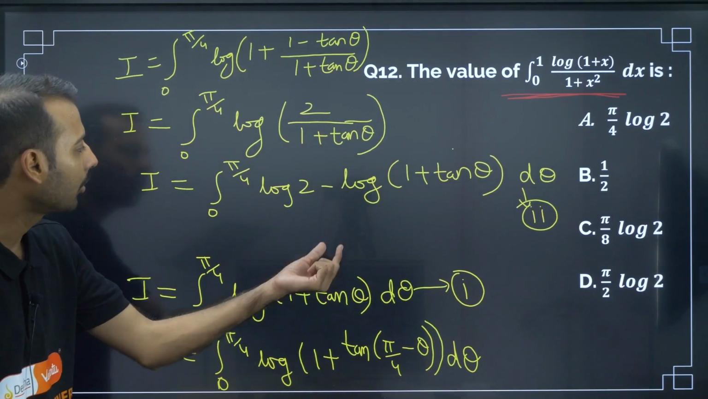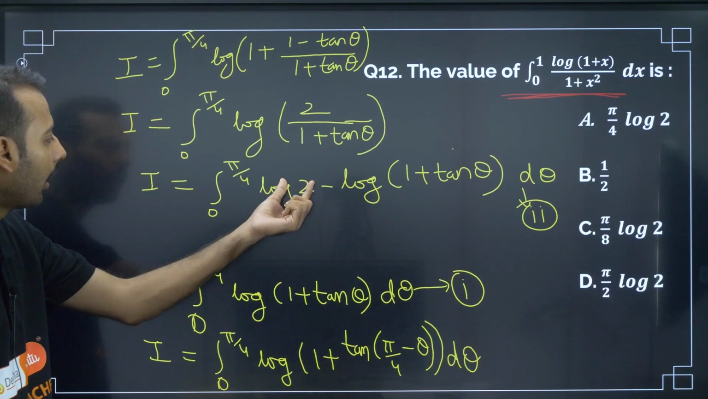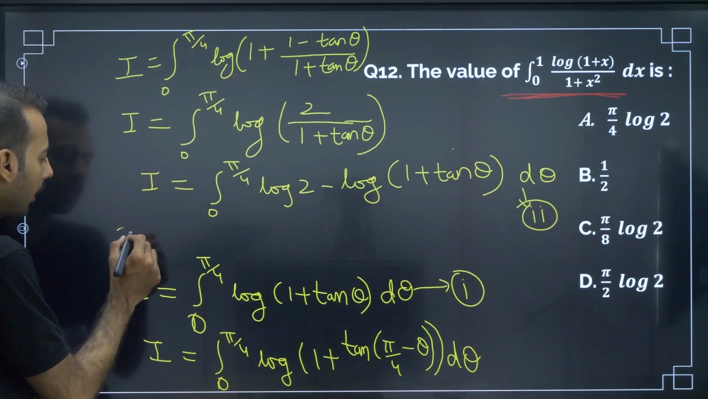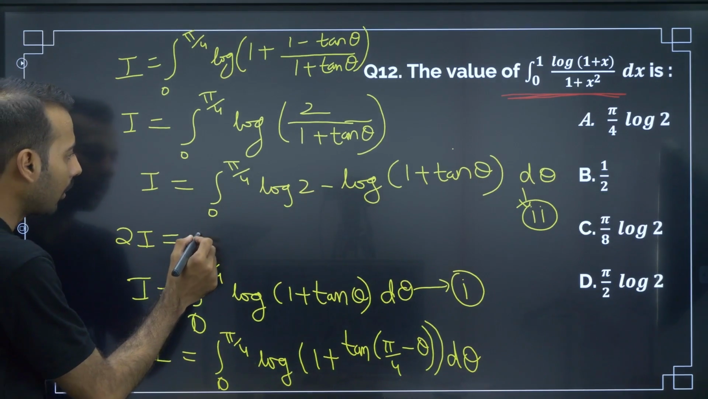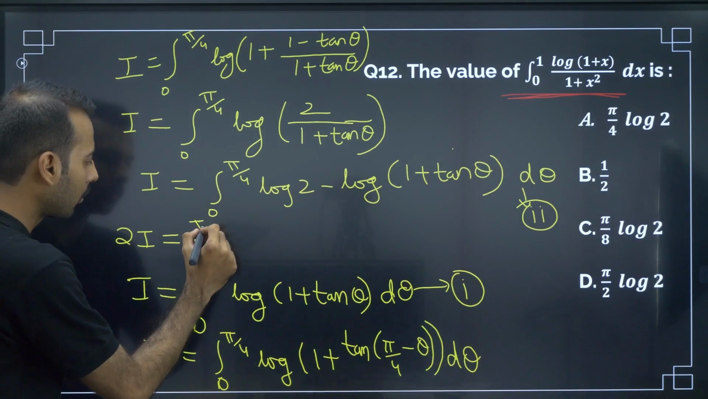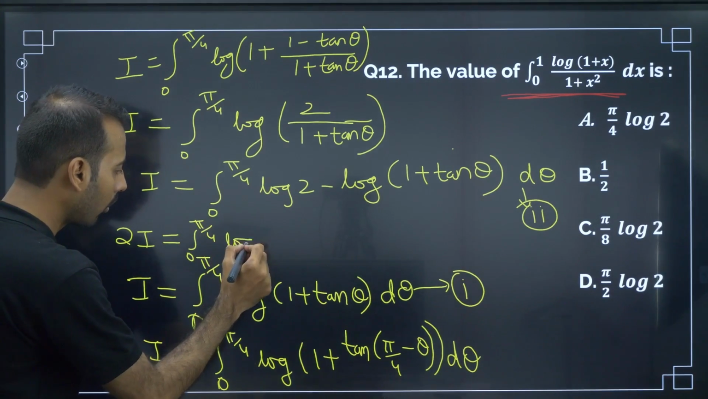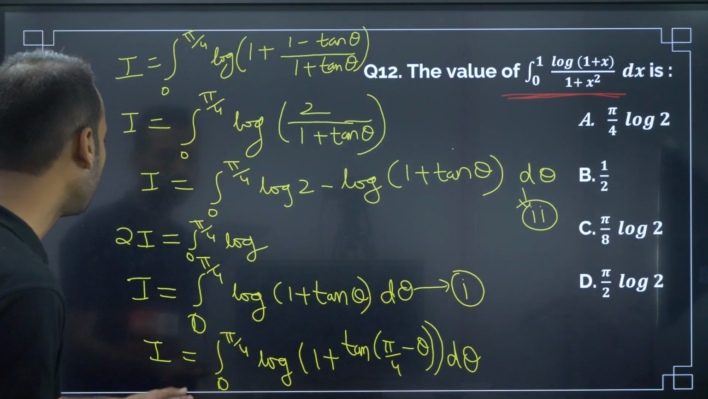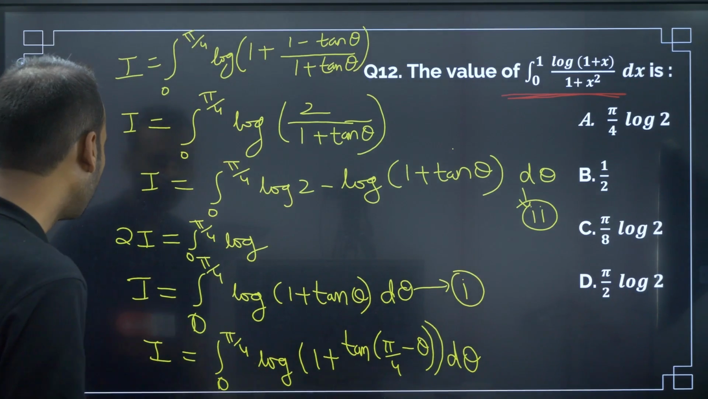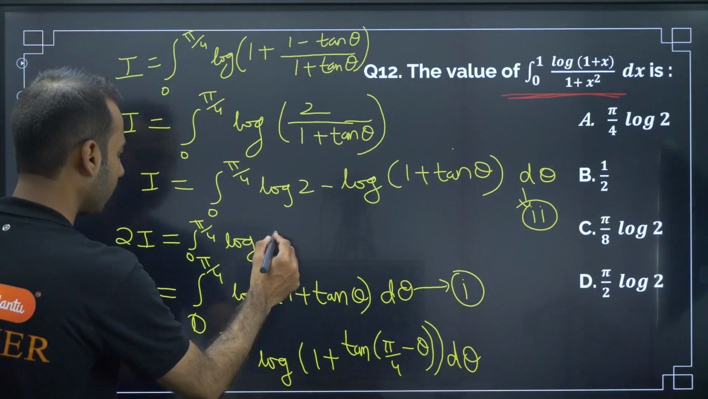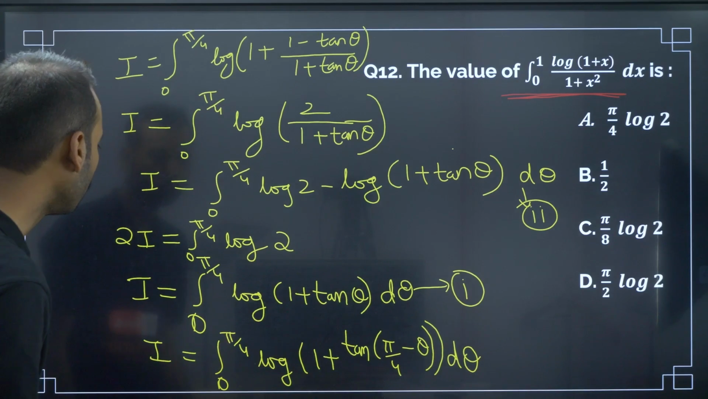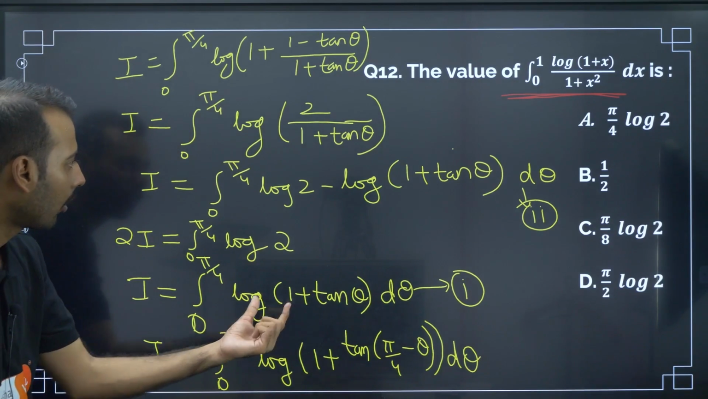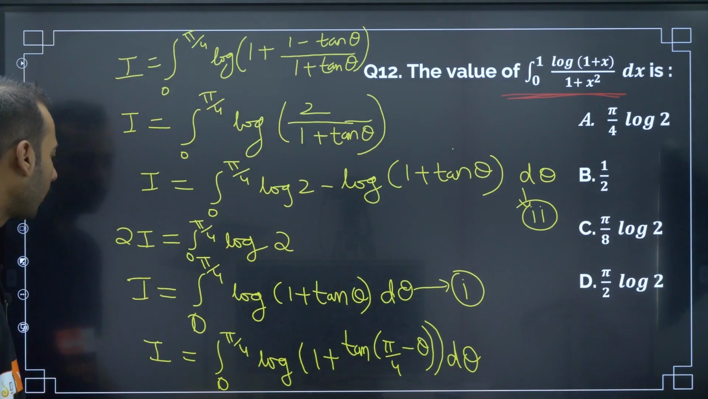If I add equation 1 and equation 2, in the LHS I will get 2y. In the RHS, integral from 0 to pi by 4 of log of 1 plus tan theta, if I am adding this, I am left with only log 2.